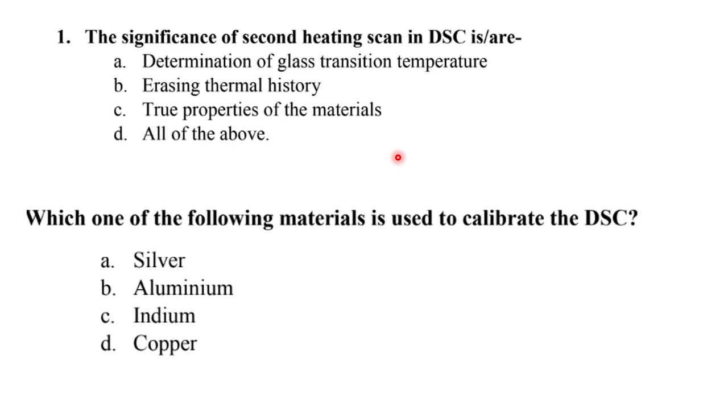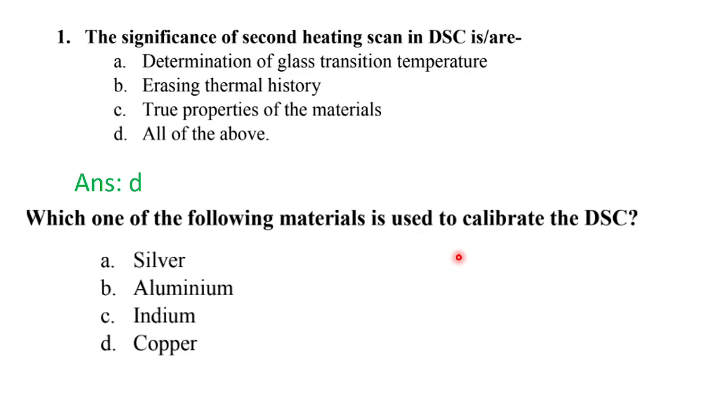Now, why is it important? The options are to determine the glass transition temperature, erasing the thermal history, and two properties of the material. So actually, for all of the above, to get the best data, we need to take the third cycle data. So the answer is all of the above. Otherwise, there may be some impurities that are not the behavior of your actual material, and you can also get that data. So that's why first heat it, cool it, and then the third heating you get the data.